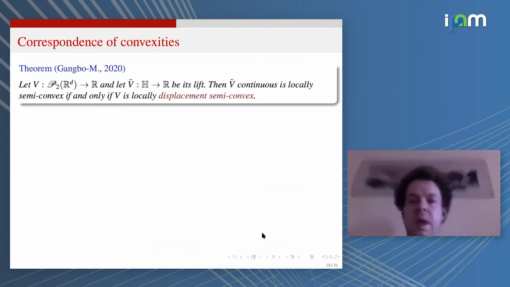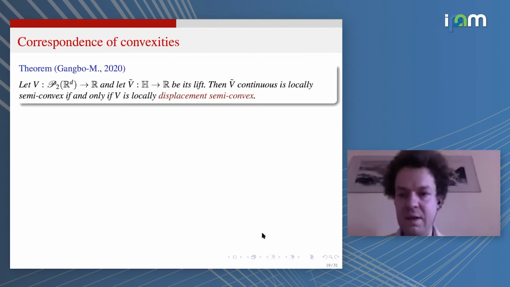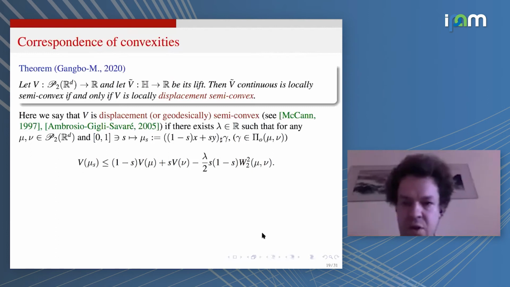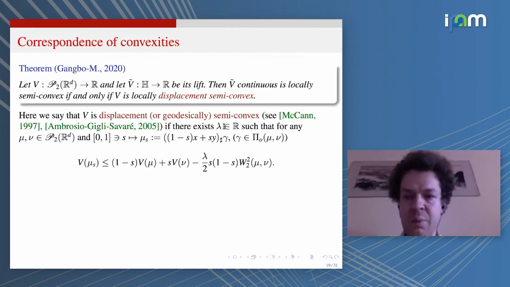Okay, and actually we have a correspondence between these convexities as well. So this convexity on the Hilbert space translates to displacement convexity on the Wasserstein space. And what do I mean by displacement semi-convexity? We can use the definition from Ambrosio-Gigli-Savaré, for instance. So this means that you have this kind of convex combination along Wasserstein geodesics.